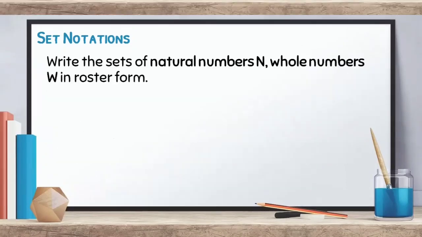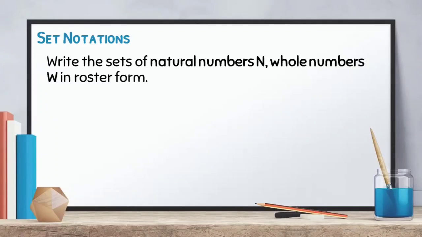Okay, now how about if we have to write sets of natural numbers, that would be capital letter N, and the set of whole numbers, capital letter W, in roster form? How are we going to do that? I mentioned last time that if it is inconvenient for us to write the set because it has infinitely many elements, then we're going to use set builder notation, right? But then we can still write this down using our roster notation.